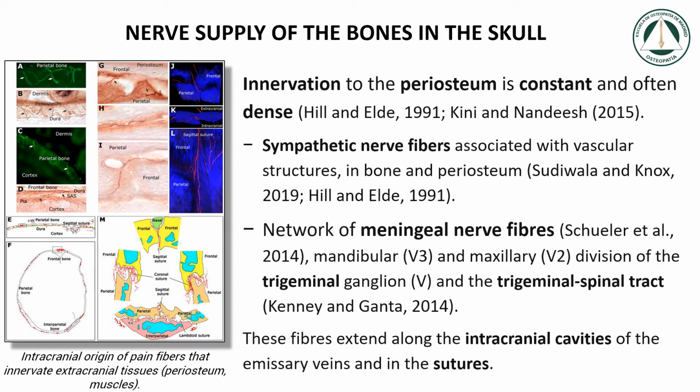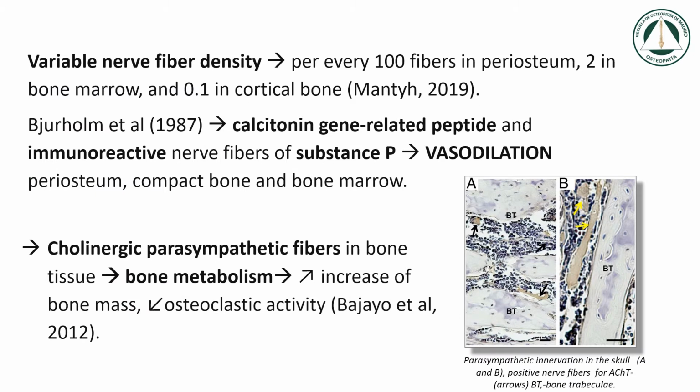Network of meningeal nerve fibers, mandibular nerve, 5th 3, and maxillary, 5th 2, division of the trigeminal ganglion, 5th, and the trigeminal spinal tract. These fibers extend along the intracranial cavities of the emissary veins and in the sutures. The picture on the left side shows the intracranial origin of pain fibers that innervate extracranial tissues, periosteum, muscles. There is variable nerve fiber density. Per every 100 fibers in the periosteum, there are 2 in bone marrow, and 0.1 in cortical bone.